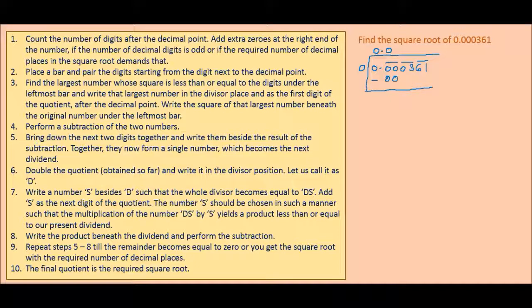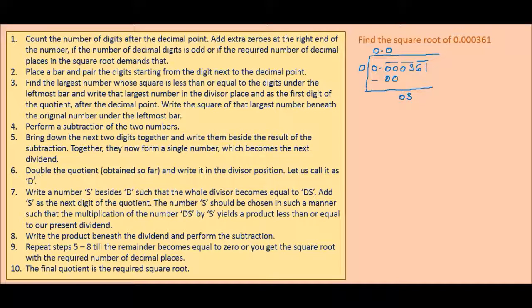Rule number 5 says bring down the next two digits together. The next two digits are 0 and 3. So we are bringing down 0 and 3. And write them beside the result of the subtraction. Since the result of the subtraction is 0, I haven't written that. If you have any number other than 0, then obviously you will be having that number over here. Now we have brought down 0 and 3. Together they now form a single number. 0 and 3 is practically nothing but a single 3, which becomes the next dividend. So 3 is our next dividend.